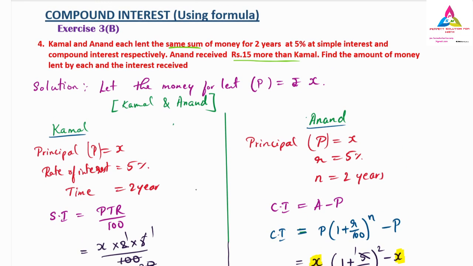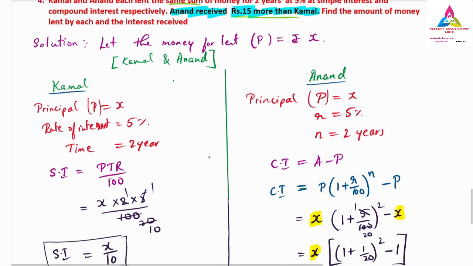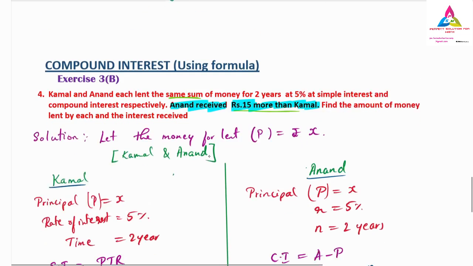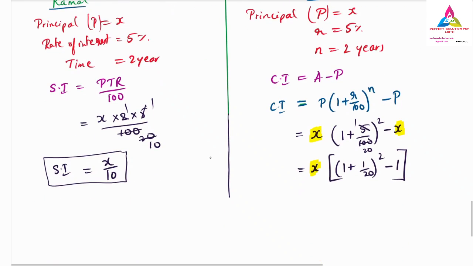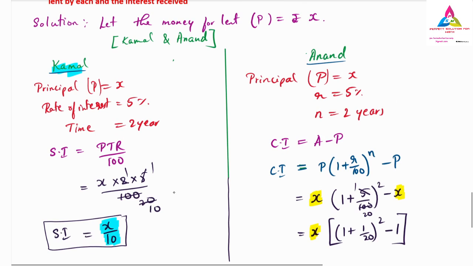Here they have mentioned 15 more than Kamal, meaning Anand is receiving 15 more than Kamal, that is interest. Simple interest is receiving more. Anand is receiving 15 rupees more than Kamal. Kamal is receiving the simple interest of how much? X by 10. X by 10 is receiving, and Anand, this is about Kamal we are talking about. Anand will receive 15 more, that I have not written, that I will write it down.